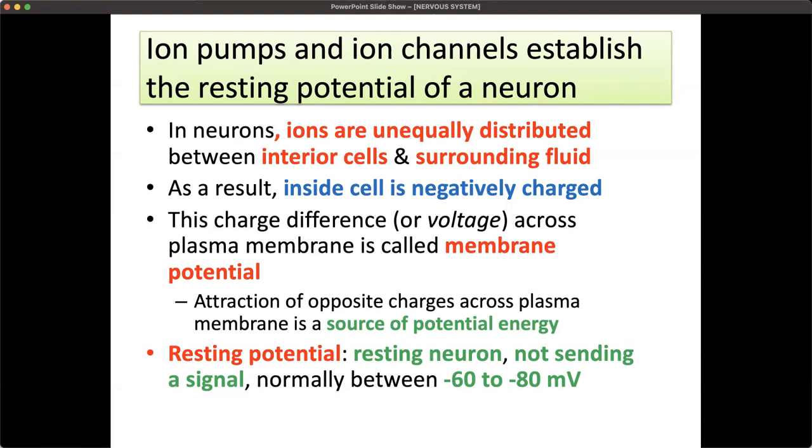As a result, the inside of the cell is going to be negatively charged. Always remember, it's going to start off negatively charged inside the neuron. This charge difference, or voltage, across the plasma membrane is called the membrane potential. Membrane potential is created when there's a difference of positive and negative charge between the inside of the neuron and the outside of the neuron. During resting potential, the neuron is resting, meaning no signal or stimulus is sent. Normally the charge is going to be negative 60 to negative 80 millivolts. It's quite negative because the inside of the cell is negatively charged.